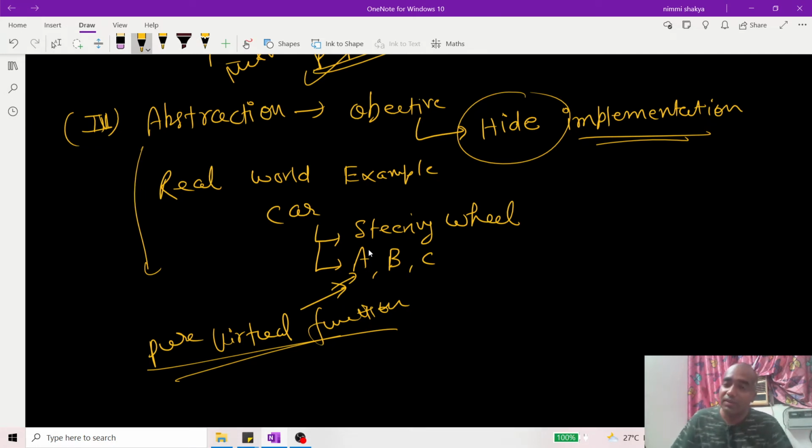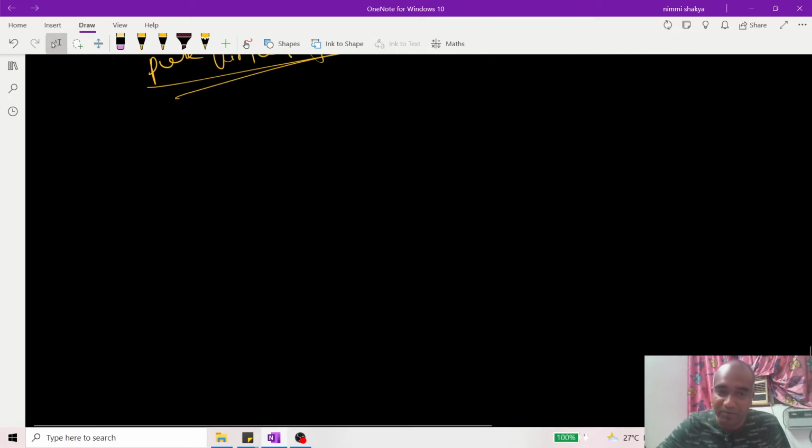So when you hide the implementation, we say that we are implementing the concept of abstraction in C++ or in any other language. Hiding the implementation is abstraction and hiding the data is encapsulation. Okay, now let us see the other concept, which is the fifth concept, and this is known as polymorphism.